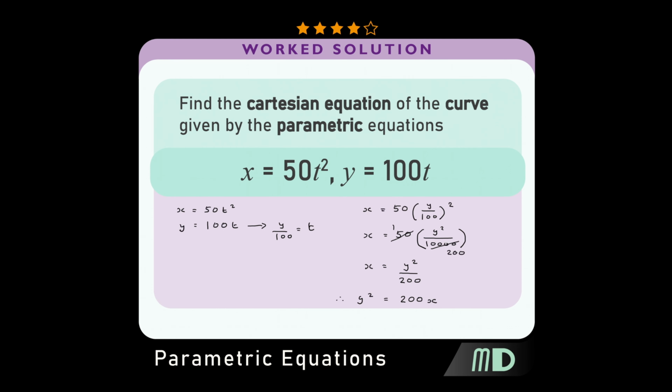So, the Cartesian equation of the curve and the answer to this question is y squared equal to 200x.